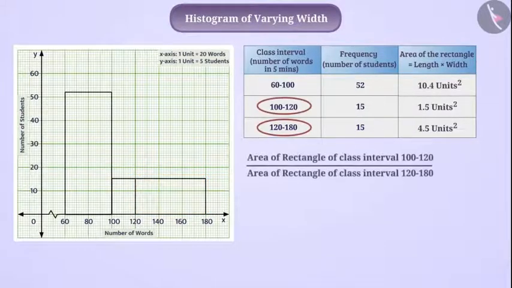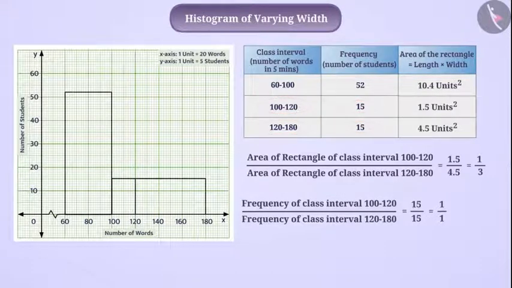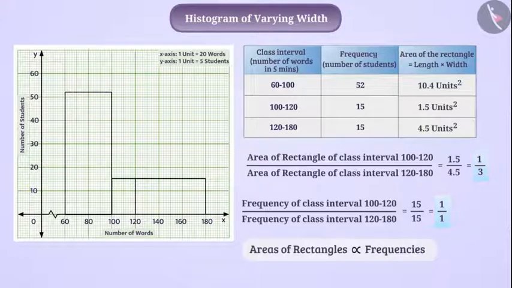The ratio of the areas of these rectangles is 1 by 3, but the ratio of the frequencies of both these class intervals is 1 by 1. Since the ratio of areas of rectangles is not proportional to their corresponding frequencies, the areas of rectangles are not proportional to the frequencies here. That is, this histogram shows the wrong frequency of the corresponding class intervals. So this histogram is wrong.